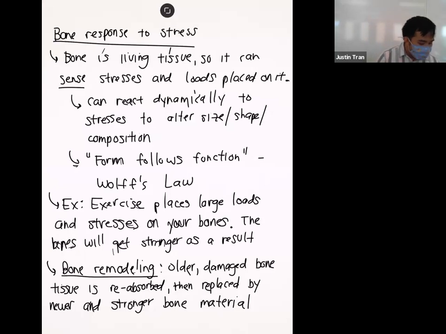Okay, so any questions on this? So is it weight bearing exercise or any exercise? Yeah, that's a great question. So the question is, is it weight bearing or any kind of exercise? Any kind of exercise will help to trigger this process, but weight bearing exercises are much better for this. If you're regularly lifting heavy weights, then that's going to put more stress on your bones. It's going to trigger much more remodeling than that.